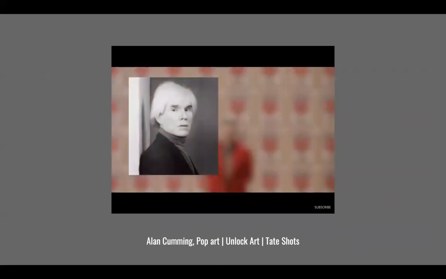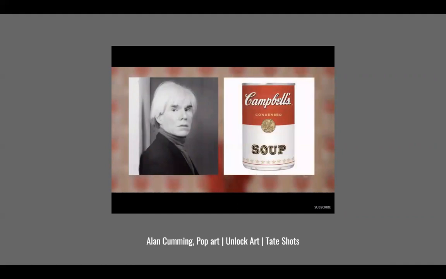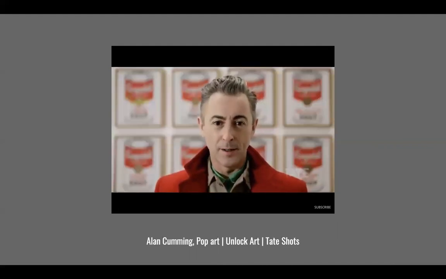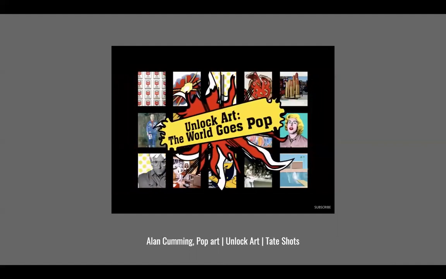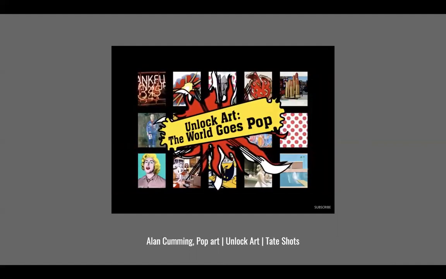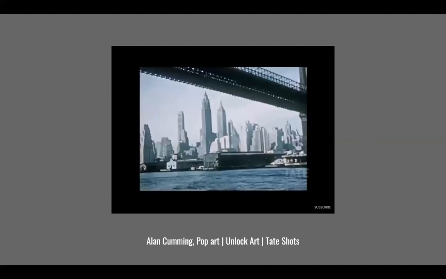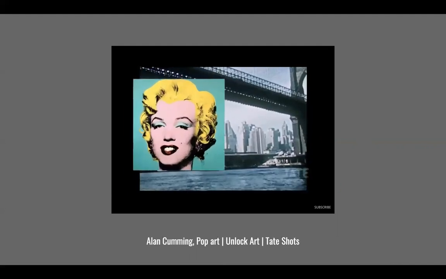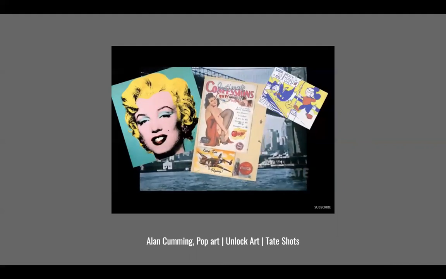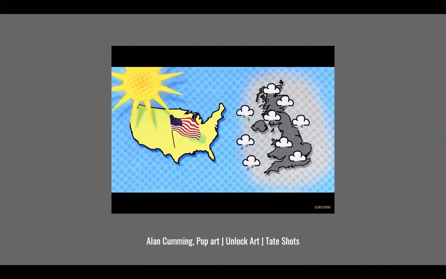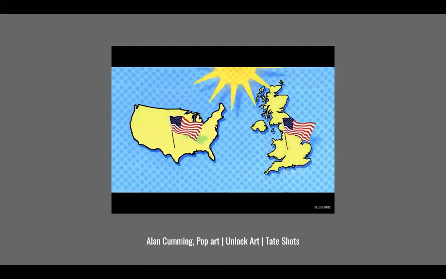This is Andy Warhol. And this is a can of soup. These are screen prints of cans of soup by Andy Warhol. This is pop art. Pop art began in the mid-1950s, when artists started making art inspired by Hollywood movies, advertising, pop music, and comic books. There were two types of pop art. Pop art made in America about America. Pop art made in Britain about America.